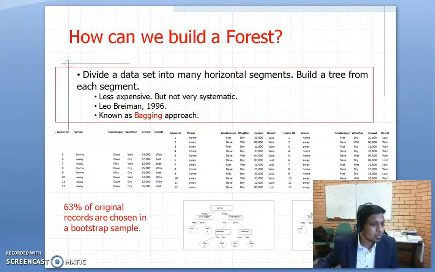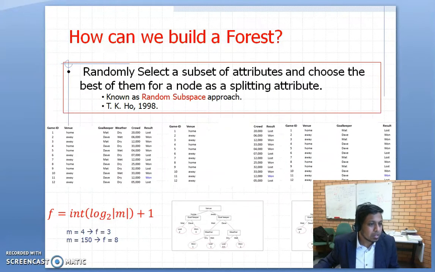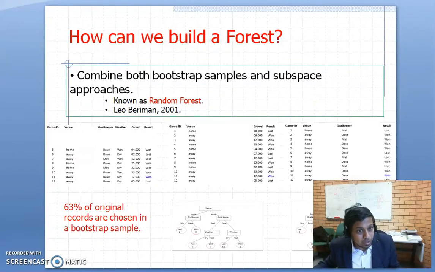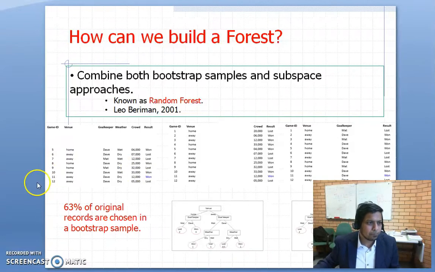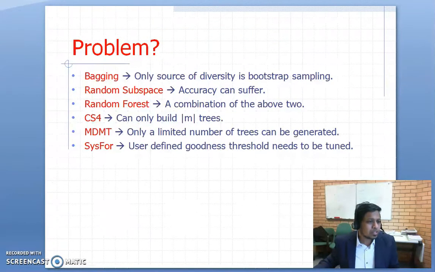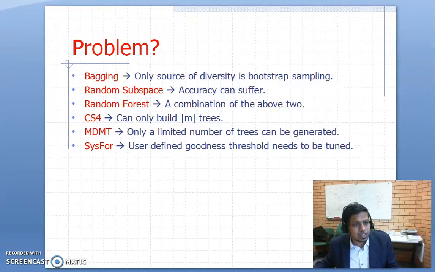Now, there are many other forest building approaches as well. For example, this is called the random subspace algorithm, and there is a technique called the random forest algorithm, and all these techniques are kind of similar to each other. The goal here is to create a forest. Random forest is actually a combination of random subspace and bagging. Now, there are some drawbacks or limitations of the existing techniques, and some advantages of the existing techniques as well.